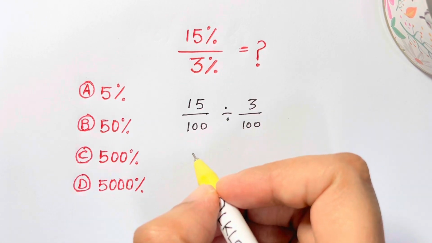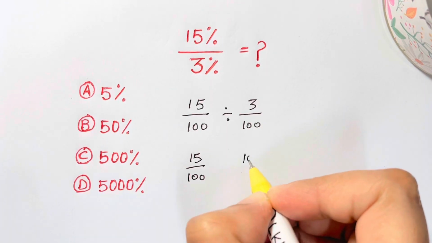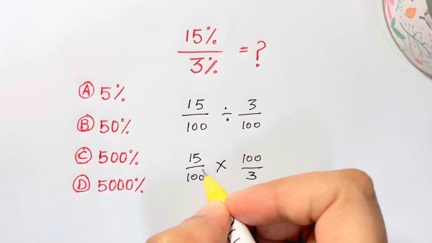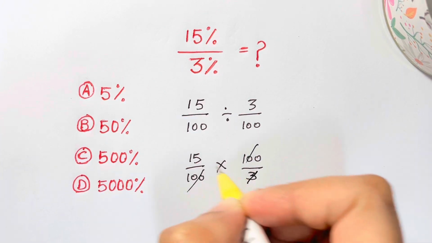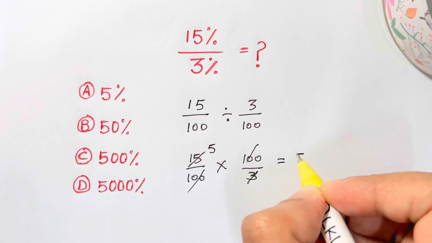We use KFC. Keep the first fraction 15 over 100, flip the second fraction 100 over 3 and change the signs to multiplication. Now you can cancel out hundreds. Then 3 times 5 gives 15. So your answer is a whole number 5.